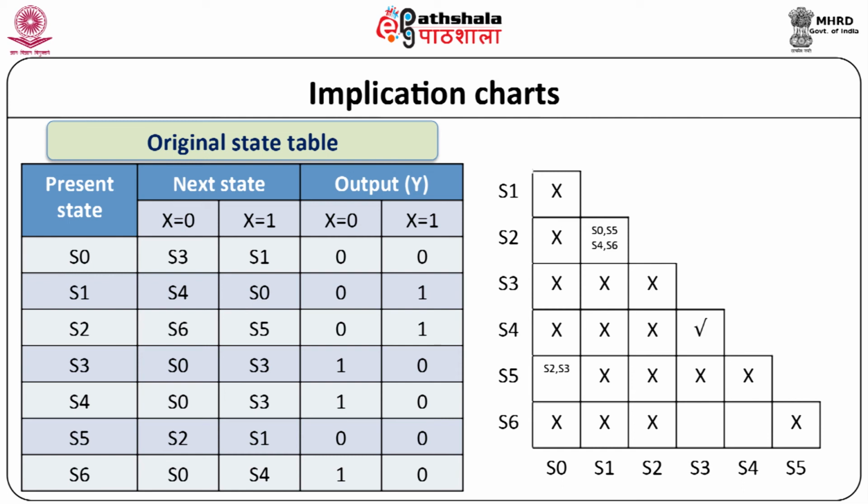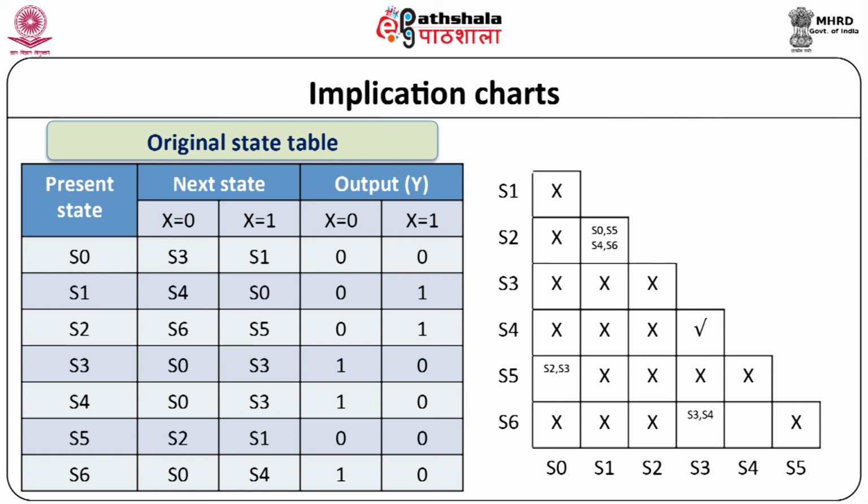S3 could be equivalent to S4 if and only if S0 is equivalent to S0 and S3 is equivalent to S3. As the state pairs depend on themselves for equivalency, hence they are identical. Hence, S3 and S4 is an equivalence pair. Let us put a correct tick mark in the square.